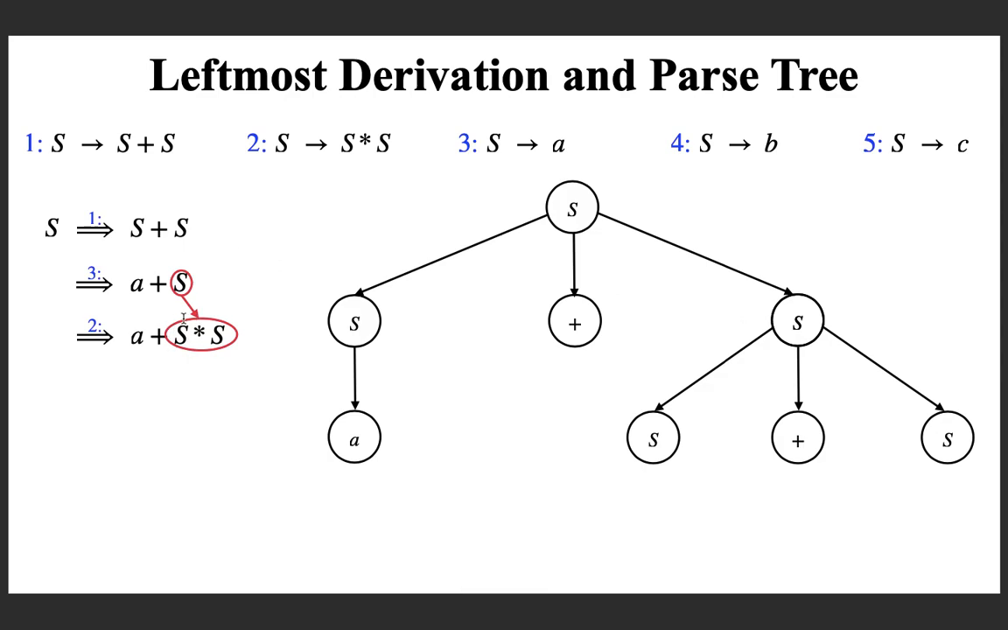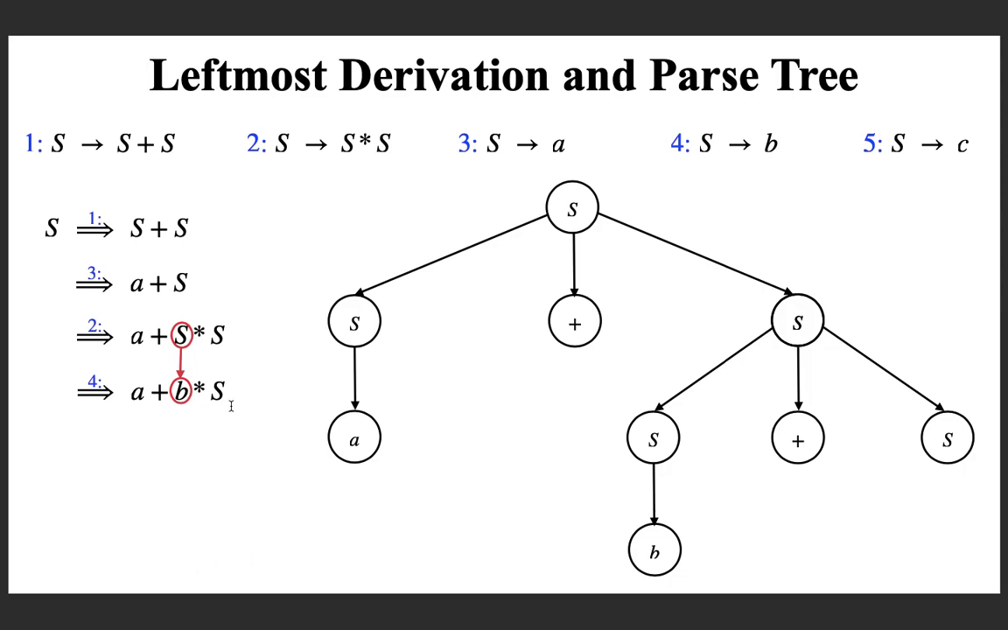And here you applied production number 4 on the first S. So, you are replacing capital S with small b, and the leftmost S is what you are replacing always. And here, if you look from the left, the leftmost variable node is this. You are applying production number 4, that means you can expand it with a single child which is a terminal node.